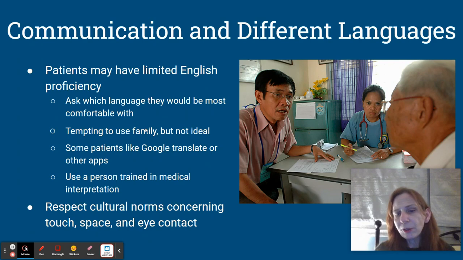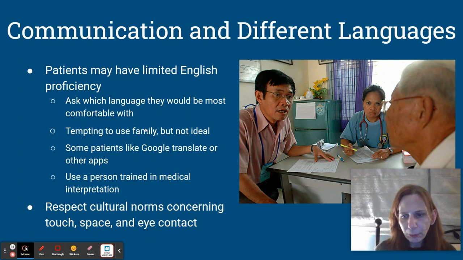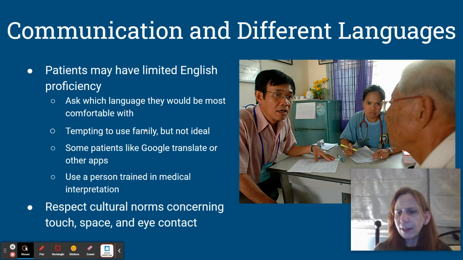Try not to use family members. Family members are not medical interpreters. And you can't always verify what they're actually telling the patient. And they may not have a good understanding of what you're saying themselves to be able to communicate that. Their proficiency in the language, if they're a child or grandchild, may be a lot less than you think. Try not to use housekeeping and other staff just because they're from that country, because those people don't have the medical background to be able to communicate effectively.